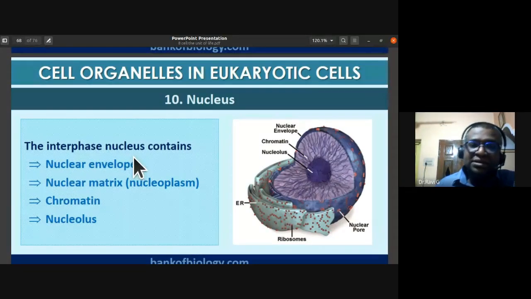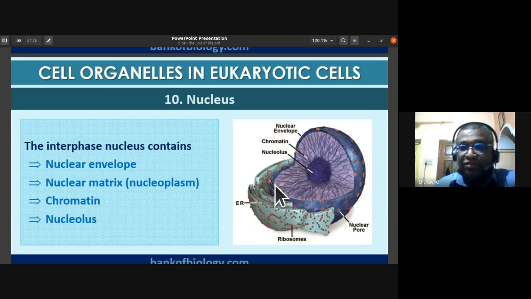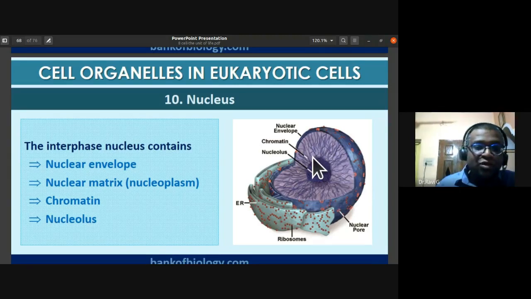Now the interphase nucleus. The best stage to study the nucleus is the interphase nucleus. In a eukaryotic nucleus, there is a nuclear envelope or nuclear membrane. They have a nuclear matrix, which we also call nucleoplasm, the fluid part within the nucleus. And the basic dye-stained material we call chromatin.